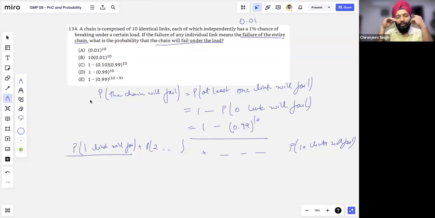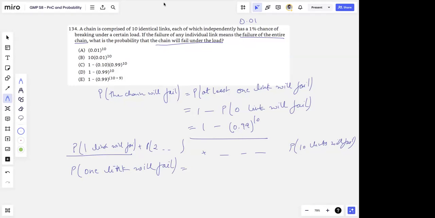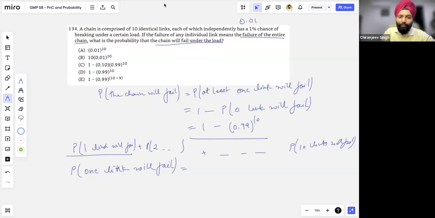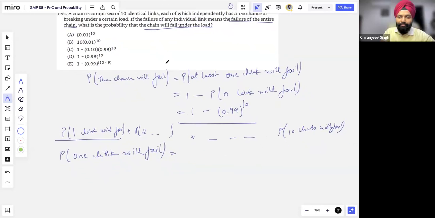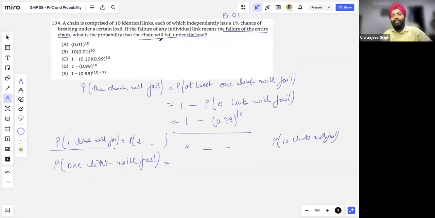So actually, this can become a question. Why don't others solve it? Why am I solving it? So let's try to calculate the probability that one link will fail. You can share your answer in the chat. Take your time. You have 2-3 minutes. If you need more time, I can give you that. So take your time and share your answers to this question: the probability that one link will fail.